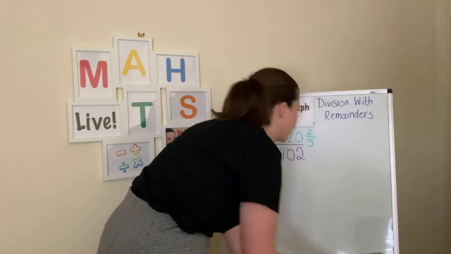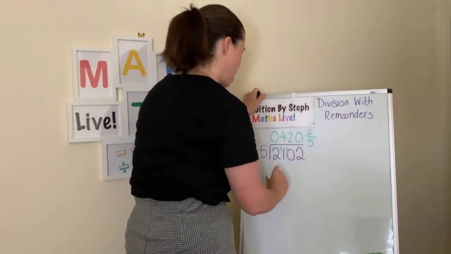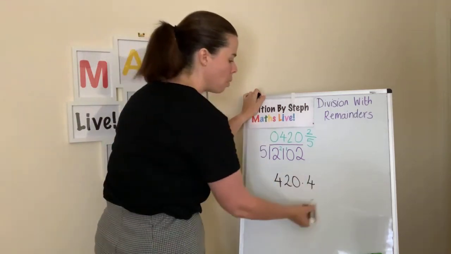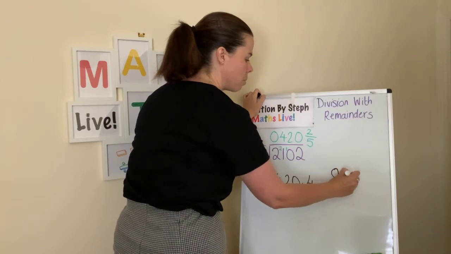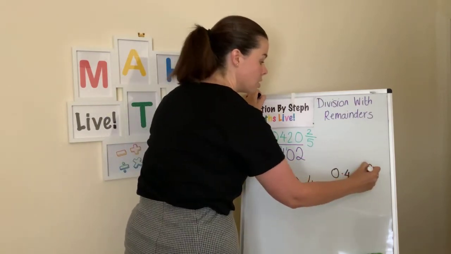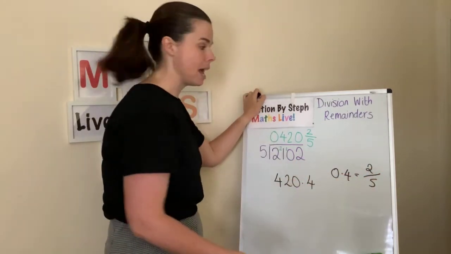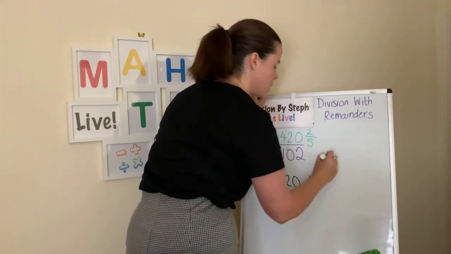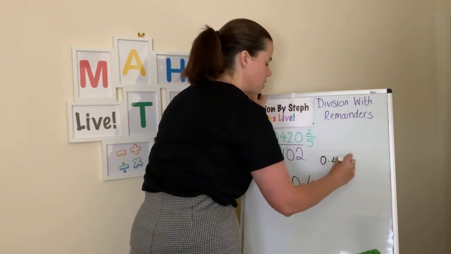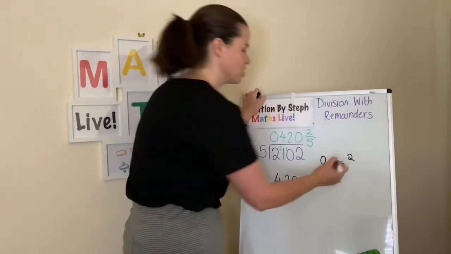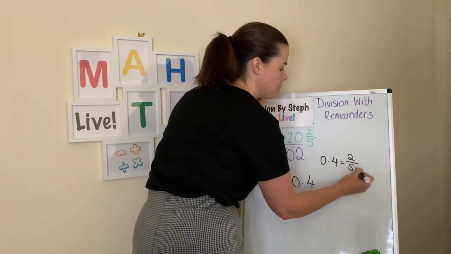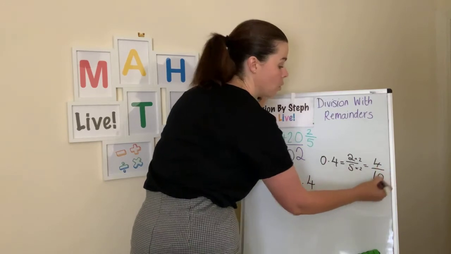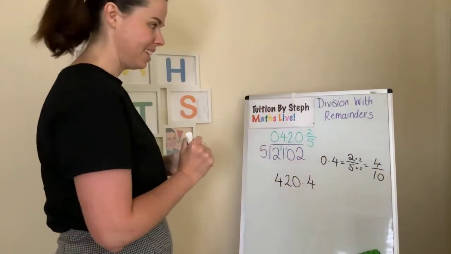And if you want to check it, do you remember when we were doing the decimal and we said it was 420.4? Well, 0.4 is the same as 2/5. It's the same, because if you put it over 10, for those of you that have done my equivalent fractions lesson, if I times the bottom and the top by 2, that equals 4 over 10. 4 tenths. Yeah?